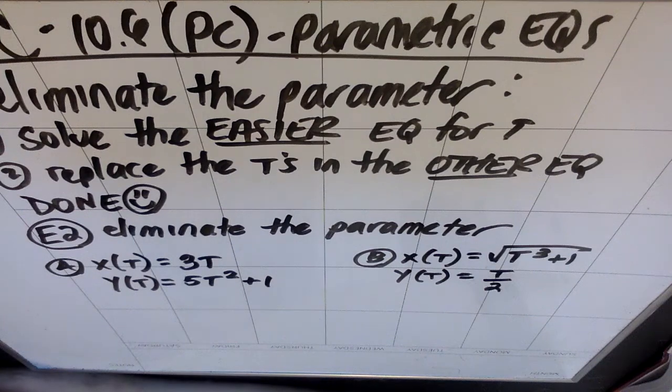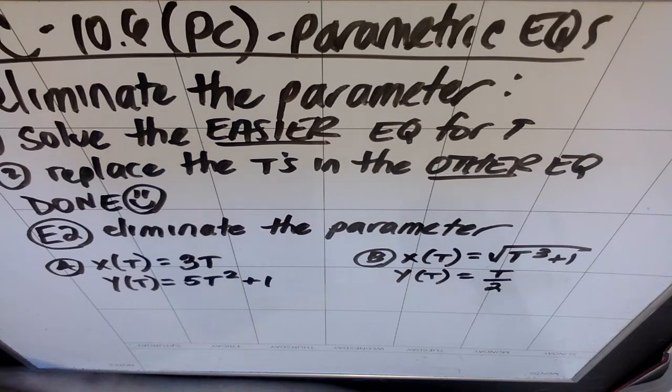This is Honors Algebra 2 Pre-Calculus. We're doing 10.6 in Pre-Calc, which is parametric equations. So we're going to talk about eliminating the parameter, which just sounds kind of tough, but isn't really all that fancy. What that means is getting rid of the t in this system of equations to write a single equation that involves only x's and y's.